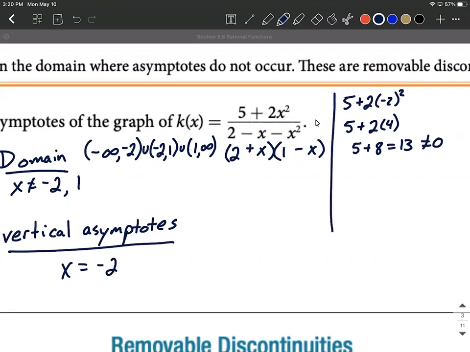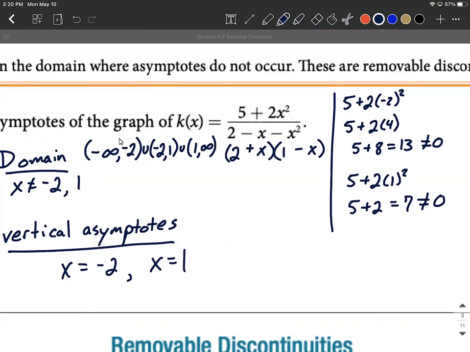Let's also test our 1. So we have 5 plus 2 times 1 squared, which is 5 plus 2 times 1, or 5 plus 2, equals 7. All we really care about, though, is that it's not equal to 0. So we get an additional vertical asymptote at x equals 1. So 2 vertical asymptotes, 2 x values left out of our domain.